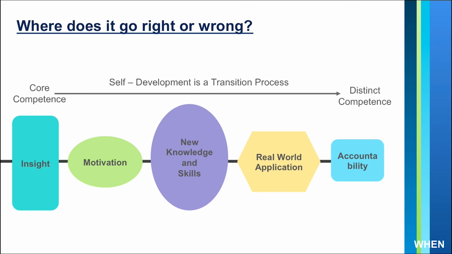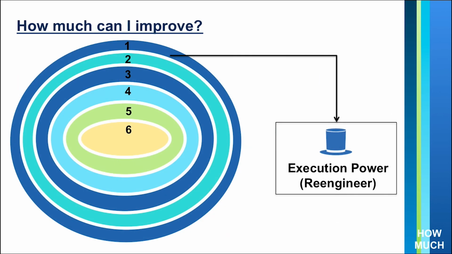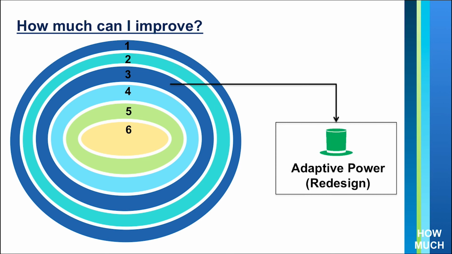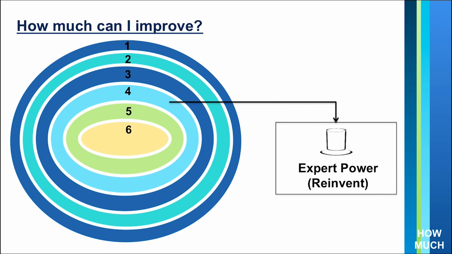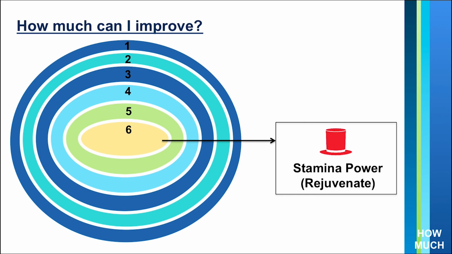Last but not least, the question will be how much can I improve? As I want to have a disruptive thinking mindset, I want to apply the 6 thinking hats and fully cover all the 6 areas in my self-development. I want to improve my execution power to be able to re-engineer. I want to improve my response power in order to redefine well. I want to improve my adaptive power to redesign. I want to improve my expert power to reinvent. I want to improve my communicative power to redesign. And I want to improve my stamina power to rejuvenate.